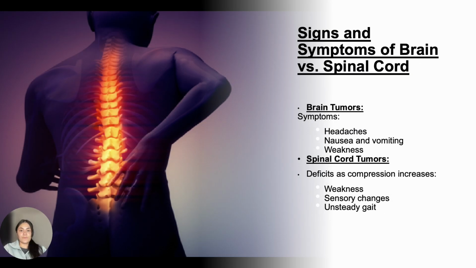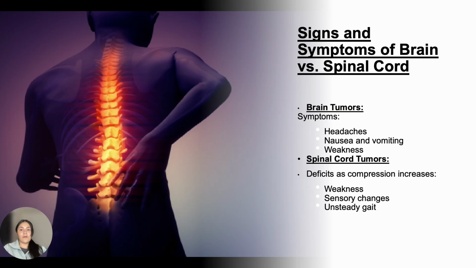Signs and symptoms of brain versus spinal cord. The signs and symptoms of brain and spinal cord tumors vary greatly depending on size, location, and rate of growth of the tumor. As the tumor enlarges, it causes increasing compression of the surrounding tissue, leading to a range of neurological changes. First, we'll go over brain tumor signs and symptoms.